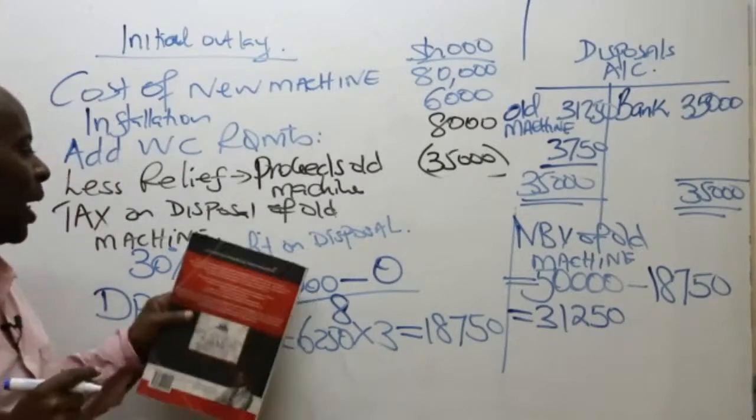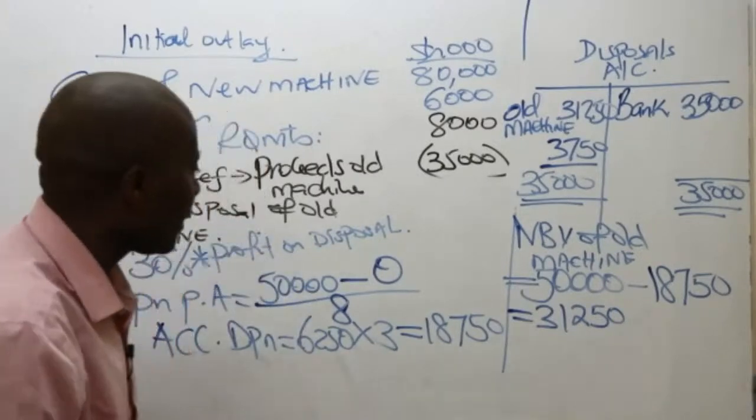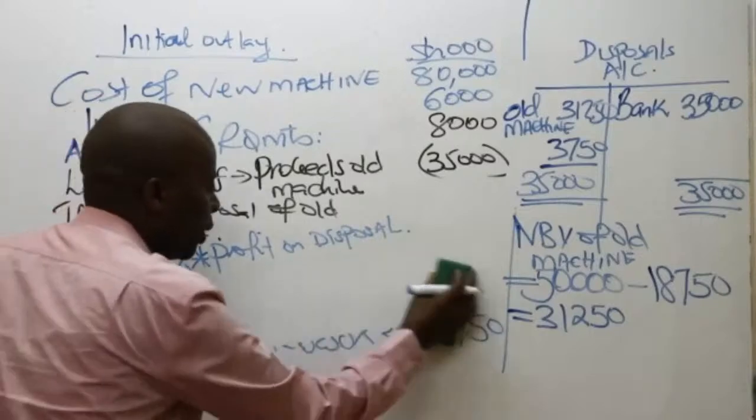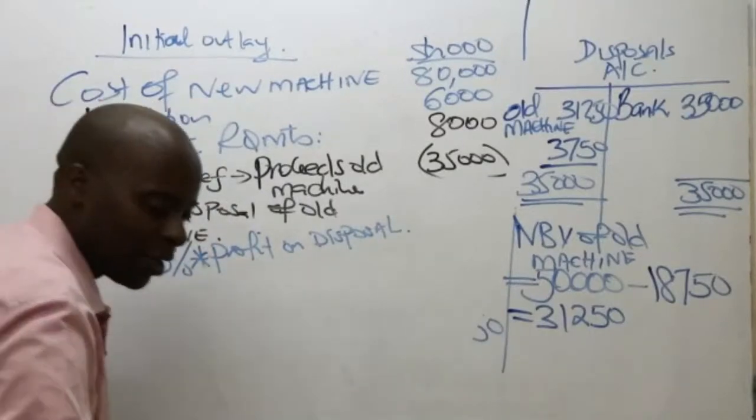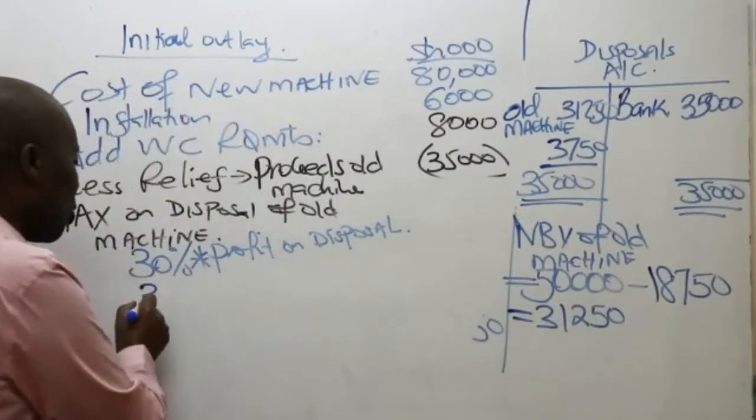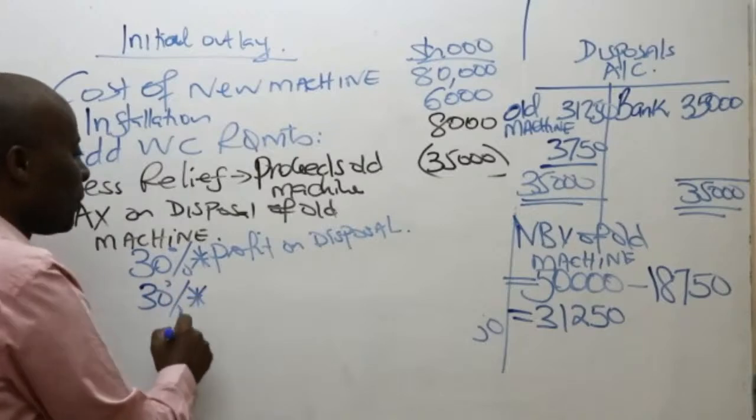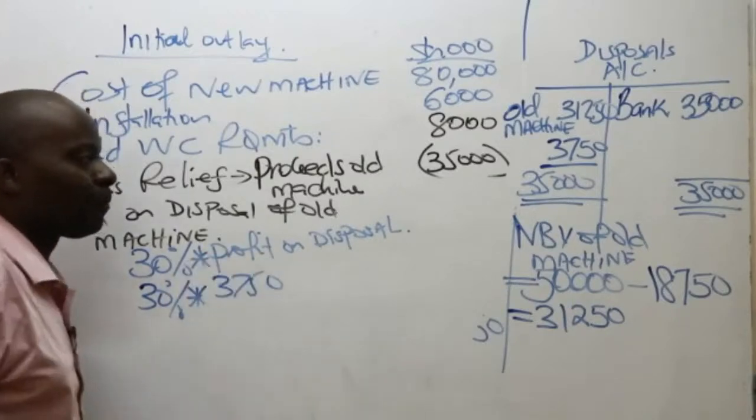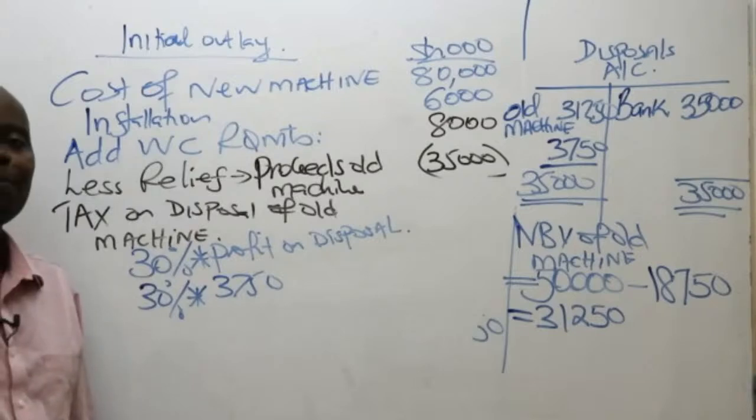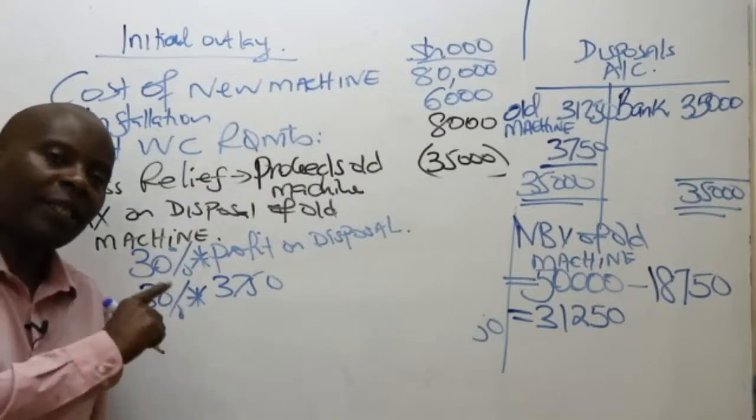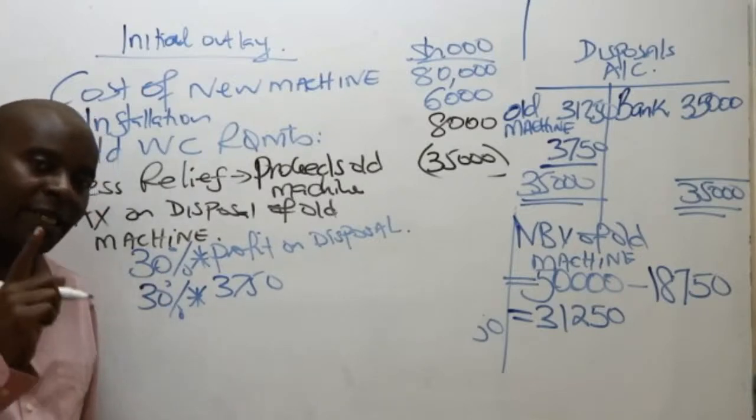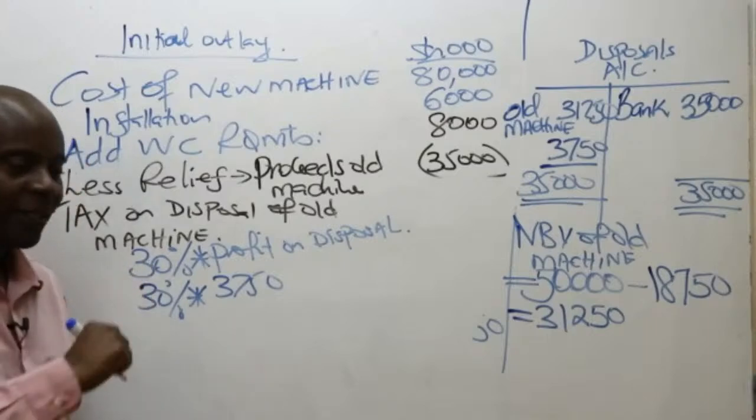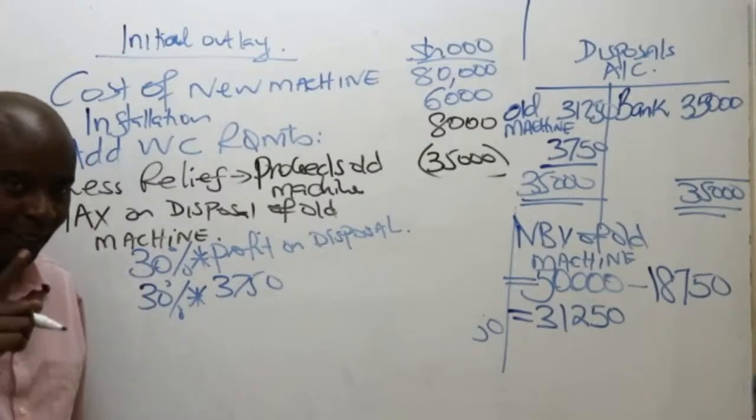So please come back here. Give us 30% of this profit on disposal. The disposal profit is 3,750. Why am I bringing this argument here? If you look at the ACCA books, they always have this kind of a question, even in exams.